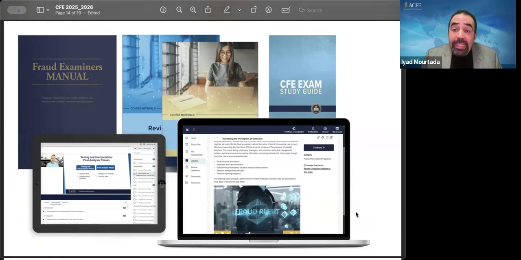Now, what you are getting in your CFE exam package: you are getting everything. You are getting the Fraud Examiners Manual, and you can have online access to it on your device. You are getting the CFE study book, which is a 75-page summary of the main concepts in the exam that you need to study and prepare for. So this is also very important for you to understand. You are going to get access to the CFE Prep Course, where you are going to practice all the questions.